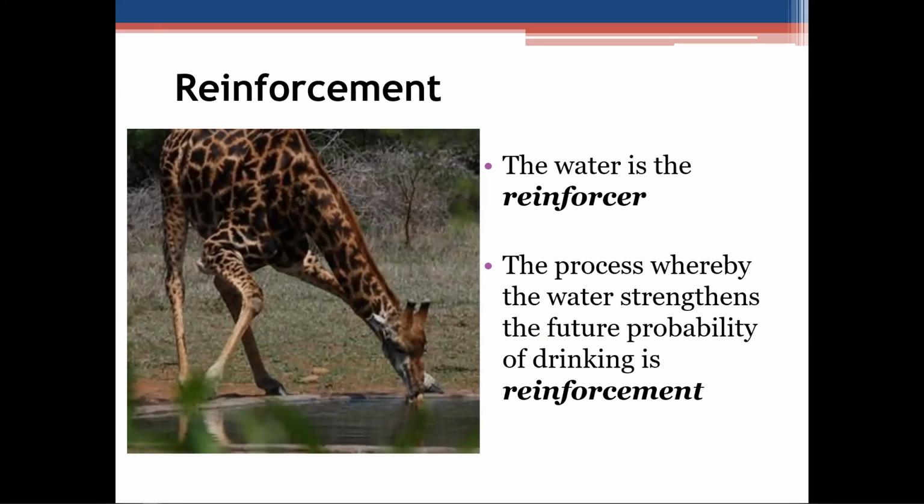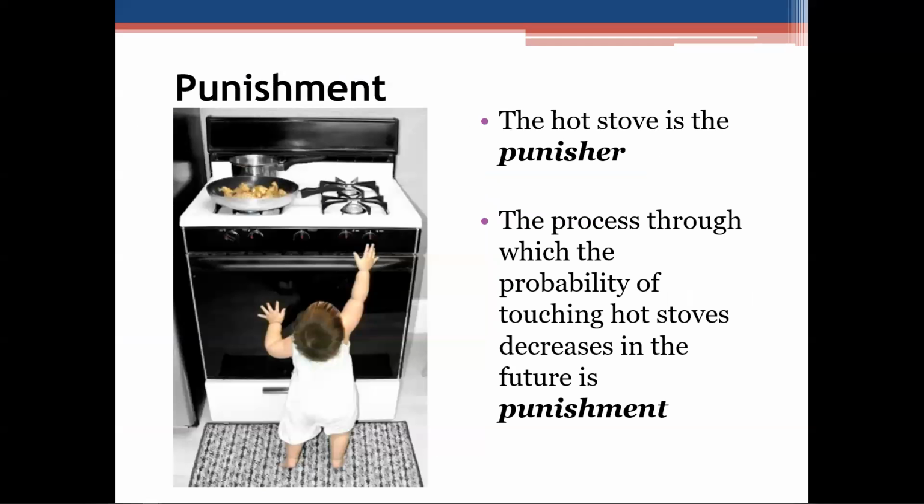So in this case, the water can be a reinforcer. The process whereby the water strengthens the future probability of drinking is reinforcement. The hot stove here can be a punisher. The process through which the probability of touching hot stoves decreases in the future is punishment. So you can see the difference in terminology, whether it's an -er or -ment ending. Punisher is the actual stimulus itself. Punishment is the process by which behavior decreases.